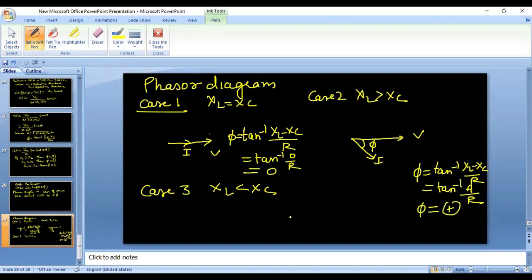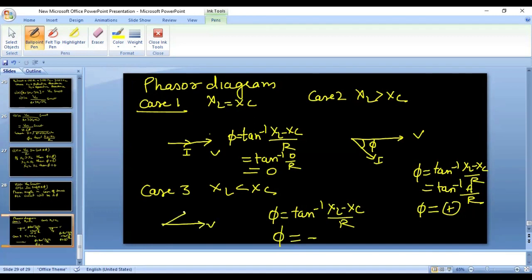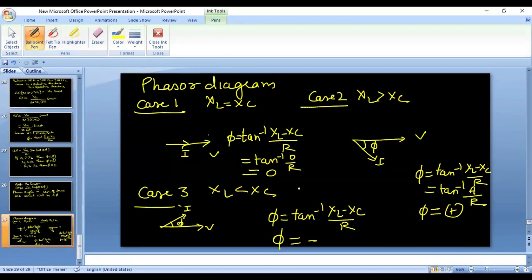Whereas if XL is less than XC, then phi is equal to tan inverse of (XL minus XC) by R. This comes negative, so phi is negative. So what is the phasor diagram? In the phasor diagram, V is here and I will be leading by an angle of phi, because phi is negative, meaning the current will lead the voltage. So there are three cases possible.